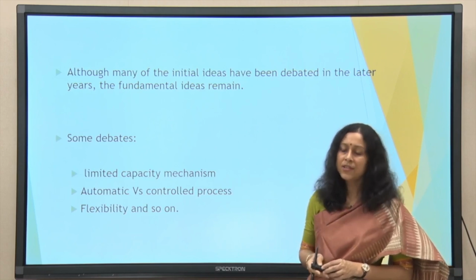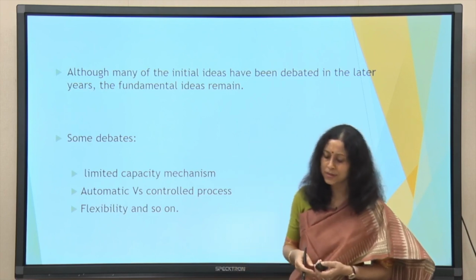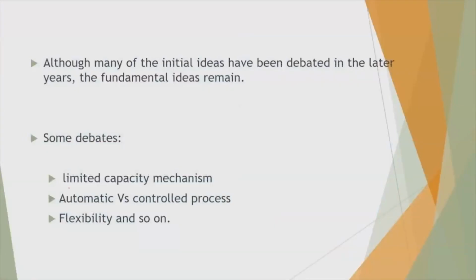Of course, because these are initial ideas, many of these notions have been challenged later, and there are lots of debates and controversies. For example, one big controversy is around the notion of limited capacity mechanism, as well as the automatic versus controlled process, because it may not be a fixed dichotomy. Some processes which need to be controlled now may become an automatic process over a period of time if you learn it well. If it is regularly practiced, if you get habituated to it, it might become an automatic process, and so on.